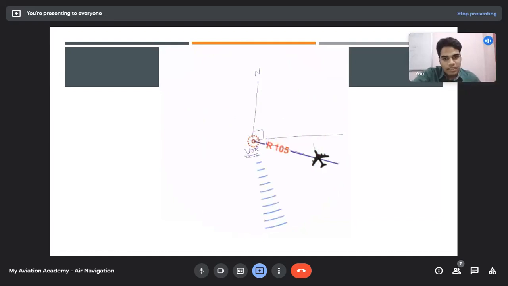Okay. This is not a relative bearing. Why? Because see the heading is displaced. The heading is displaced, right? So relative bearing actually will be this much. Anyways, we're not talking about relative bearing. Relative bearing is past. We're talking about the bearing.